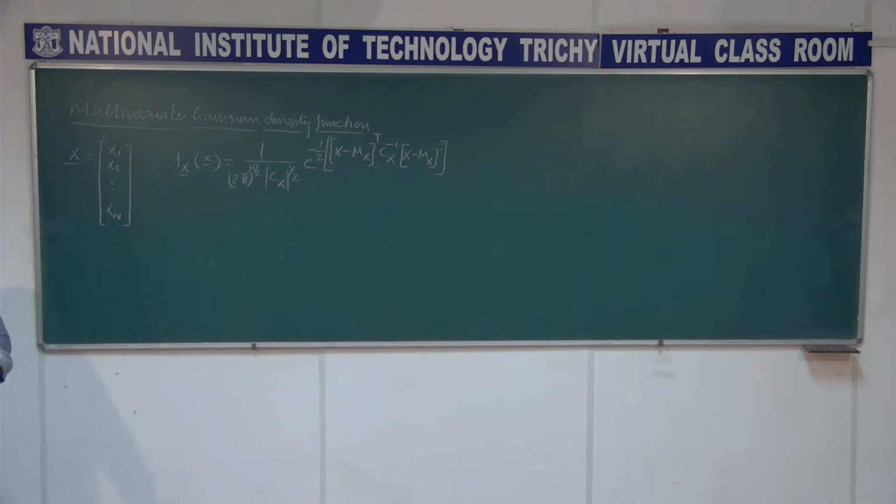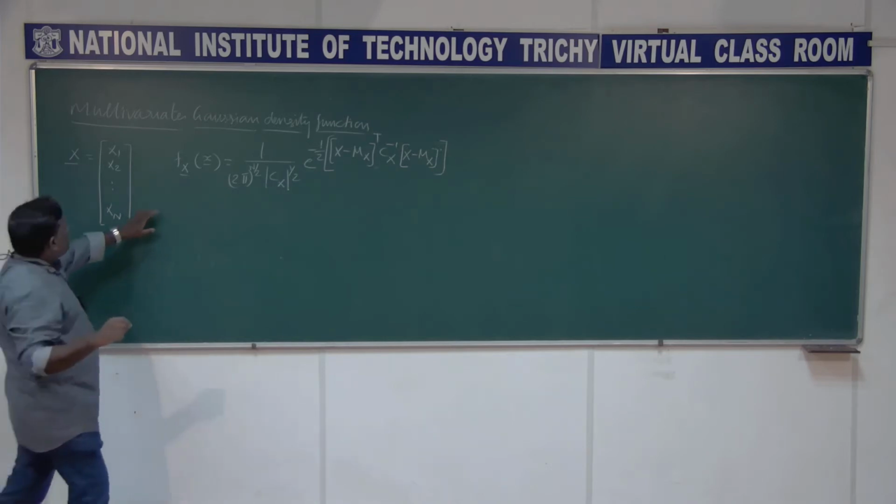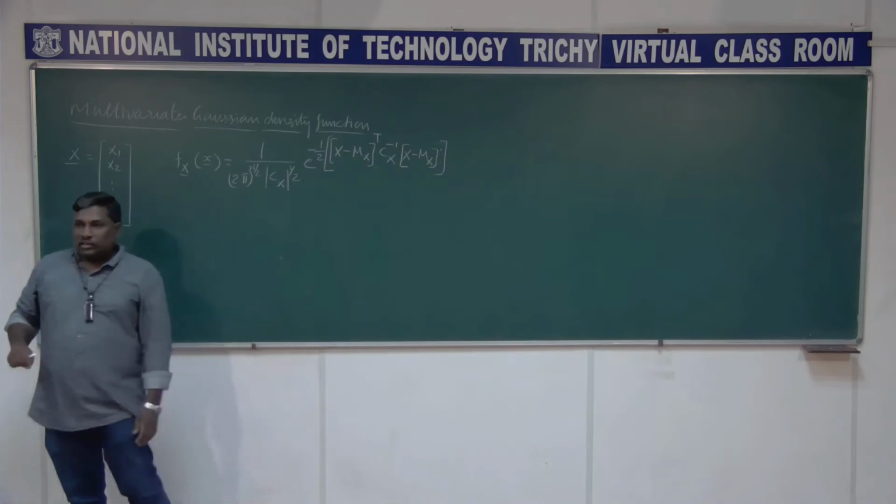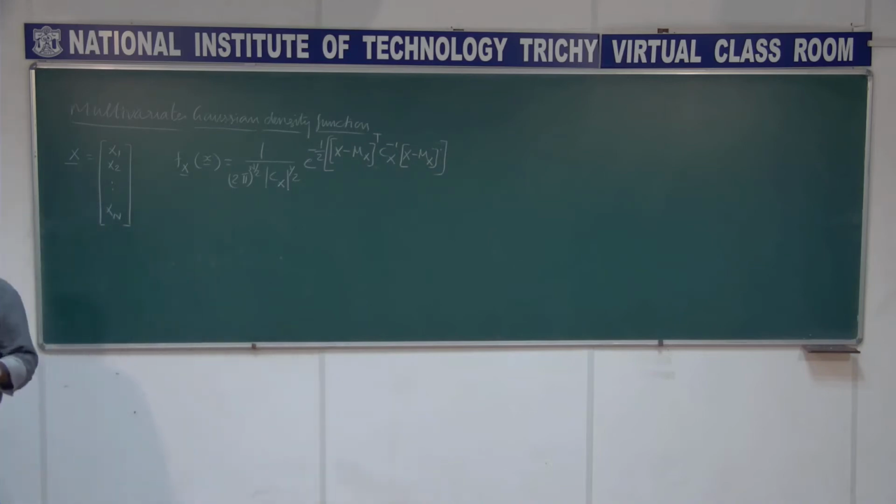If I want to know the joint density function, it means the density function associated with what? The vector x, right? That is what is described by the multivariate Gaussian density function. So this is the density function for the random vector x, in which the individual x1, x2, x3 and so on are all Gaussian. Jointly they are Gaussian. This is what we call the multivariate Gaussian density function.